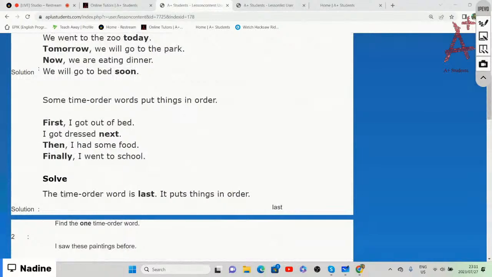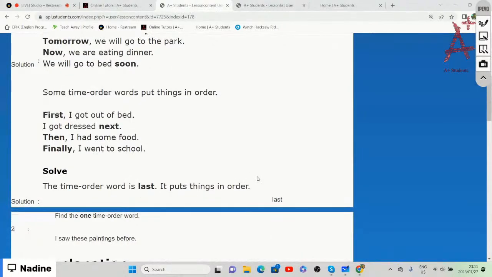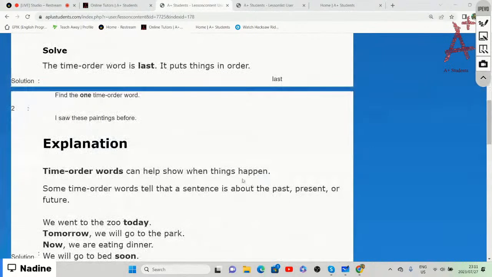So yes, the time order word is last, and it puts things in order. So if we say it puts things in order, then it is, for example, things like first, then, second, last, or lastly.